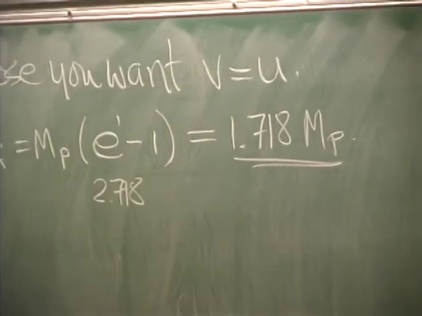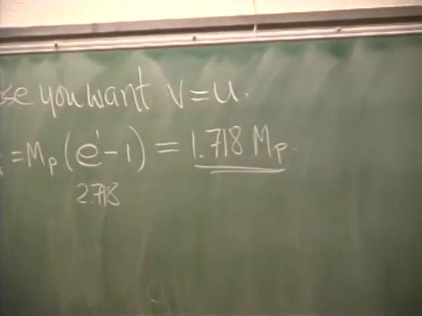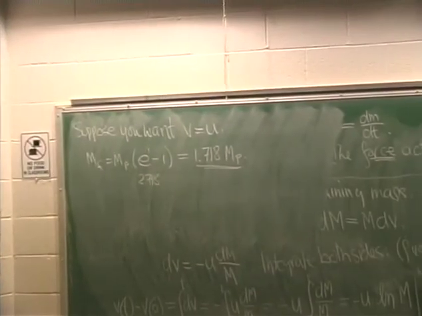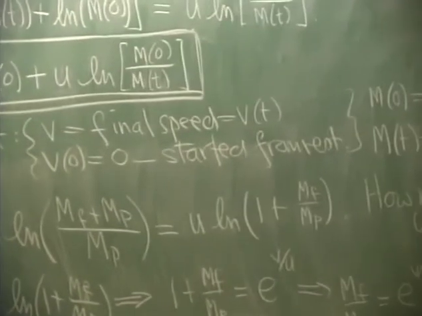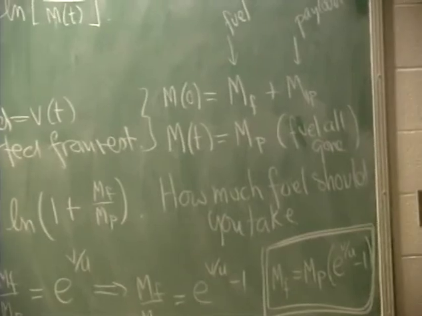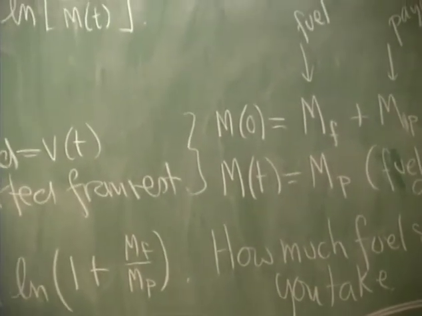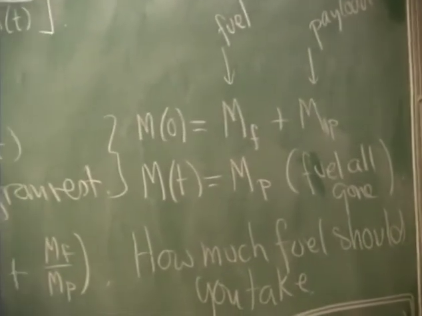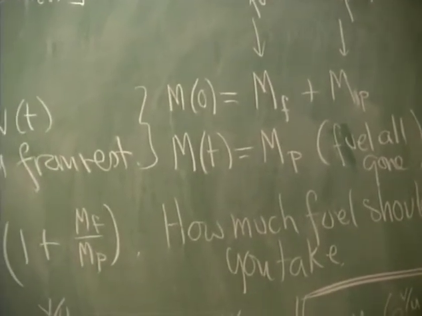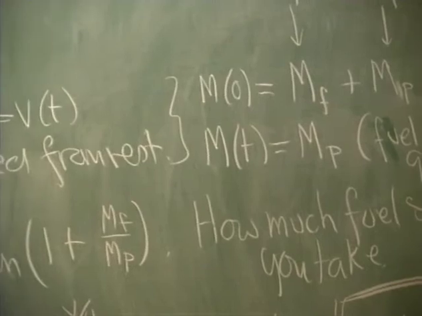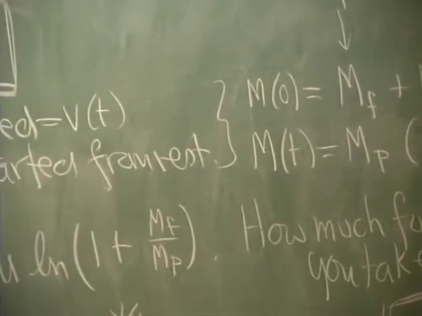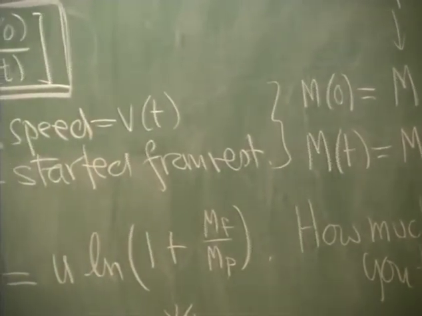By the way, what would be the best possible exhaust speed? Suppose that you can manufacture any old motor you want. What would the best possible exhaust speed be, in the sense that you would have to take the minimum amount of fuel for a given payload? Can anybody spot that from this formula? What's the best that money can buy as far as U is concerned? Everything else held constant.